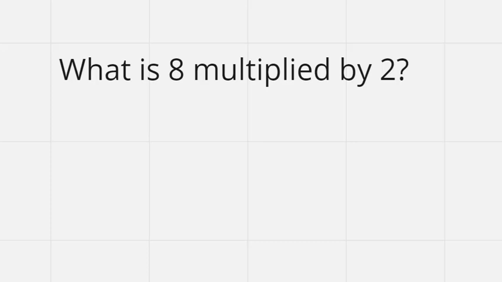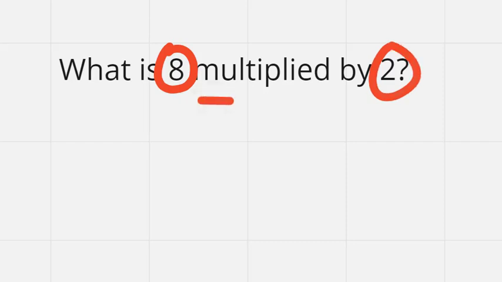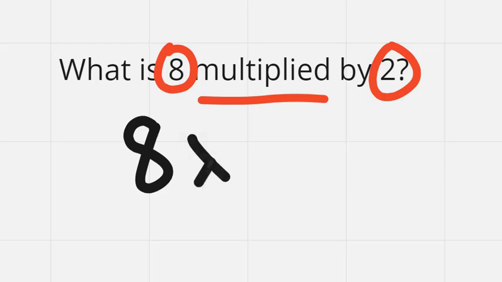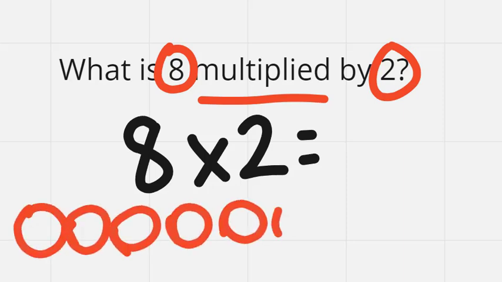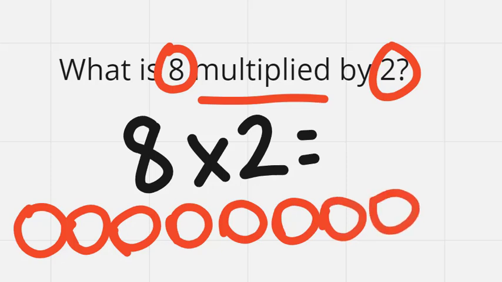Next, it reads, what is 8 multiplied by 2? We have the numbers 8 and 2, and it tells us we're going to multiply. So our problem will be 8 times 2, and if we're going to solve it, we can draw a picture of 8 groups, and in each group there are 2.